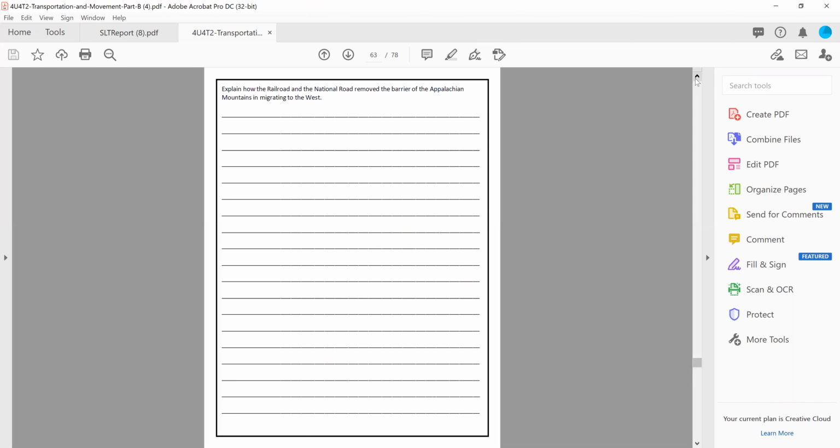Explain how the railroad, talking about the Transcontinental Railroad, and the National Road removed the barrier of the Appalachian Mountains in migrating to the west. So it's a paragraph. You need to write a good topic sentence. Remember, your topic sentence just rearranges this prompt into a complete sentence. Then 3 complete detailed sentences, and then a concluding sentence. That's worth 10 points.